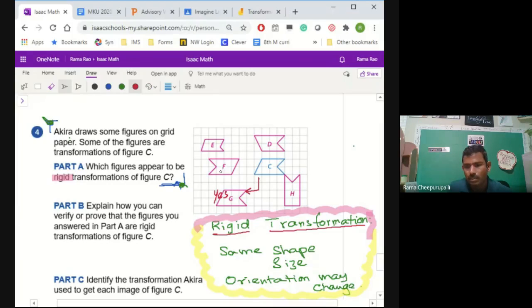Okay. Yes. Obviously you can see that it looks like it turned around or rotated. Yes, this is also yes. Good job. How about letter E? I'm going to change the color. Letter E: no, because it's a smaller size. Even though it looks the same, it's not the same size. It's not a rigid transformation. Good work. Next, how about picture D?